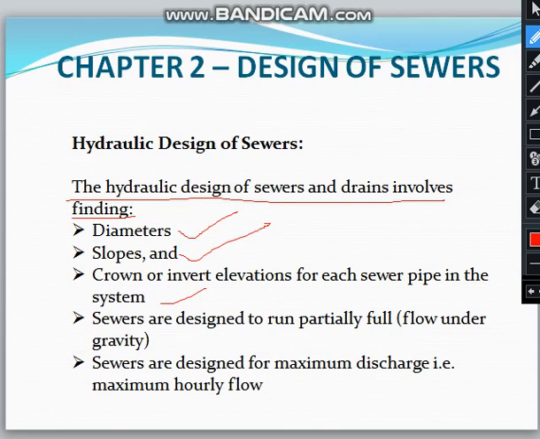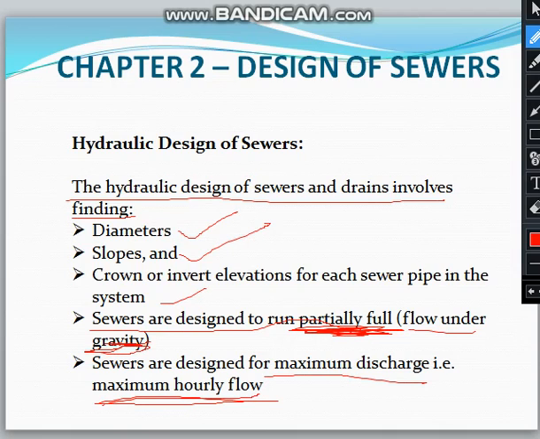Generally, sewers are designed to run partially full, that means flow under gravity. Understanding everyone here, sewers are designed to run partially full under gravity. This is very important. Sewers are designed for maximum discharge. In the previous lectures, we discussed the maximum and minimum hourly flow.